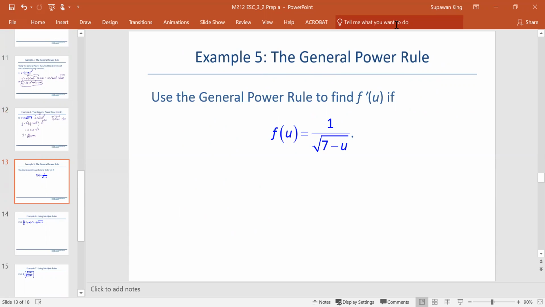In this example, use the general power rule to find f prime of u if f of u is 1 over the square root of 7 minus u. The square root of 7 minus u is the same as (7 minus u) to the power 1/2. You have the reciprocal, so we can rewrite it with the power negative 1/2. Now we see the power function, where the power is negative 1 over 2.